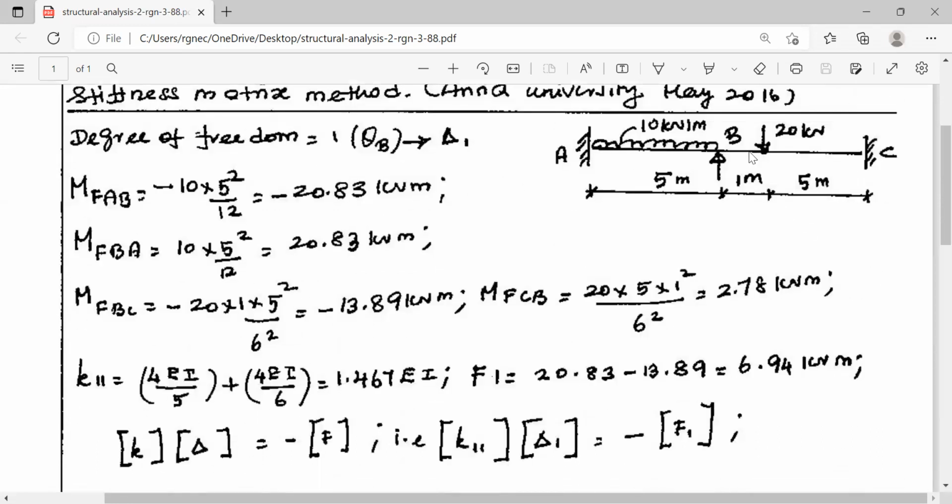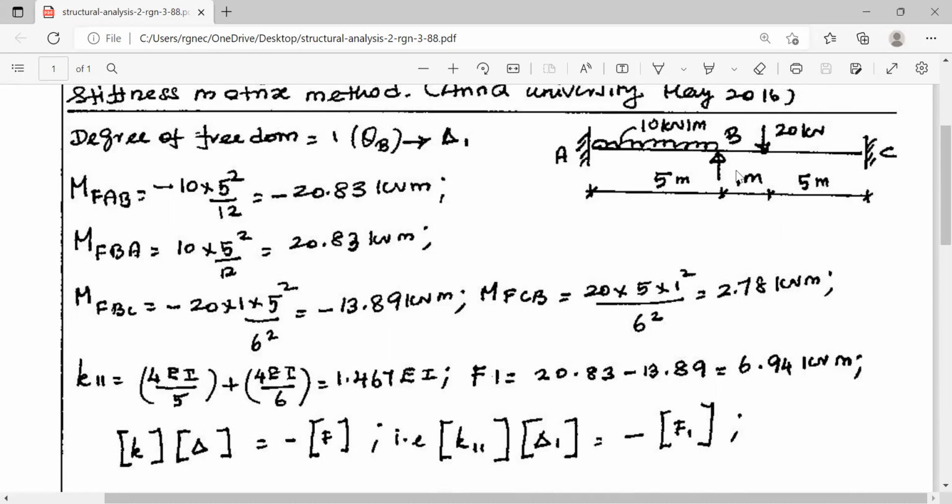Then for span BC, the fixed end moment formula is W a b square by L square. You can see here at B, it is anti-clockwise. Therefore, a is 1, b is 5, 6 is L. W a b square by L square, it is minus. Similarly, for FCB, it is W b a square by L square. This is positive because it is clockwise.